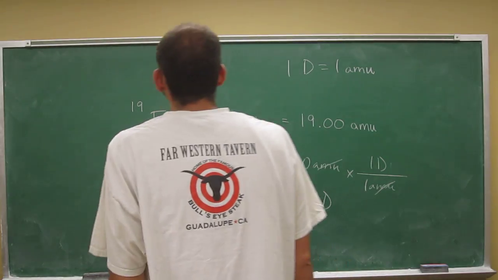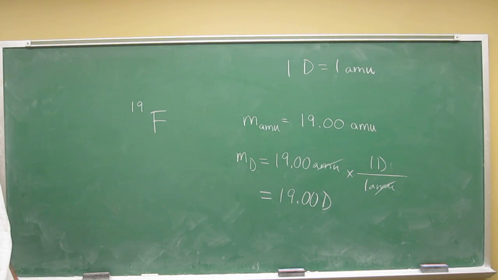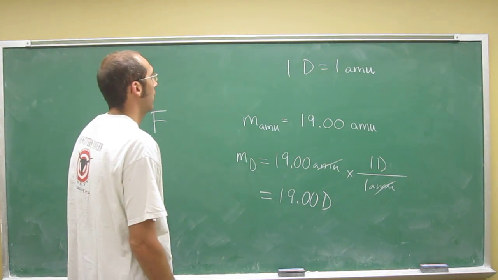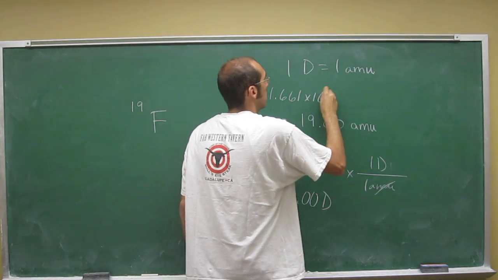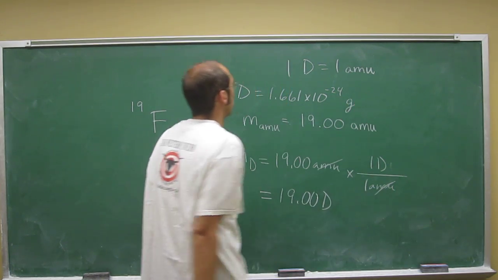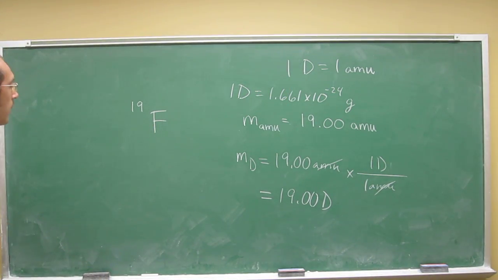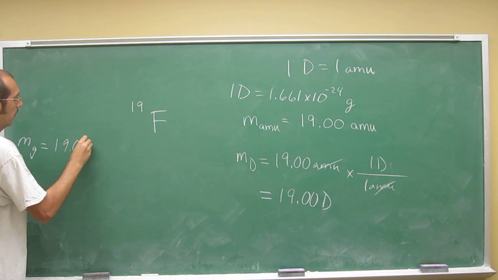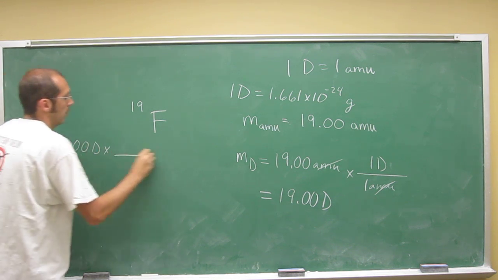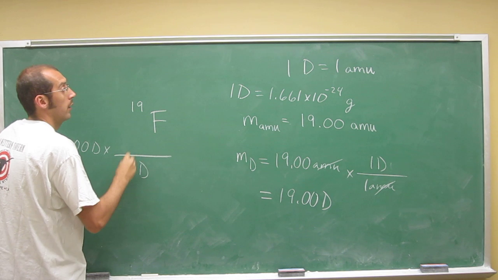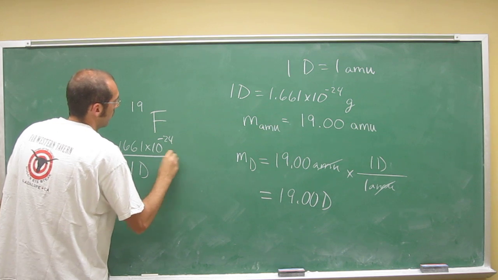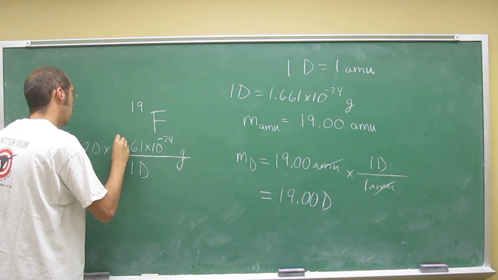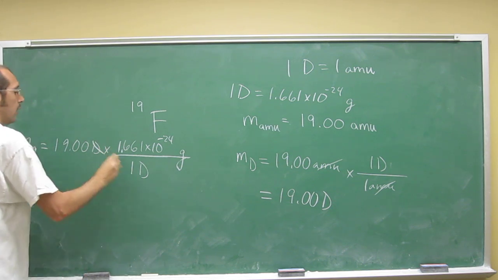Okay, and then it asks you, what's the mass of one of these fluorine-19 atoms in grams? Well, remember that conversion factor that I gave you, 1 Dalton equals 1.661 times 10 to the negative 24th grams. So when you got that, just say the mass in grams equals 19.00 Daltons, multiply that by 1.661 times 10 to the negative 24th grams per 1 Dalton. Cancel.